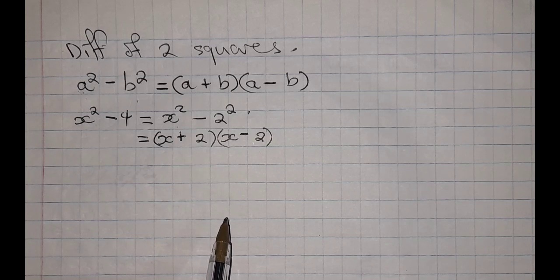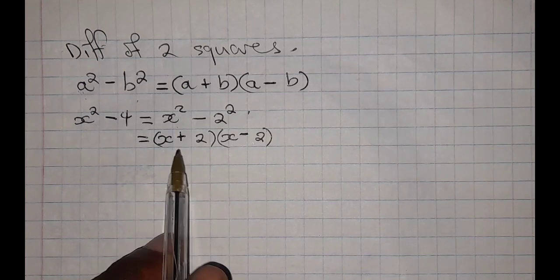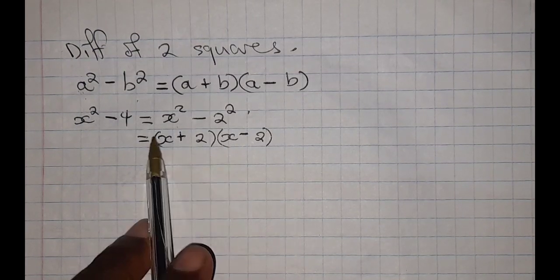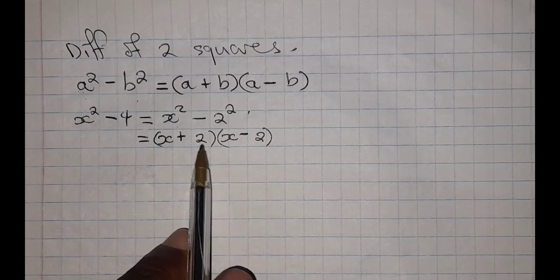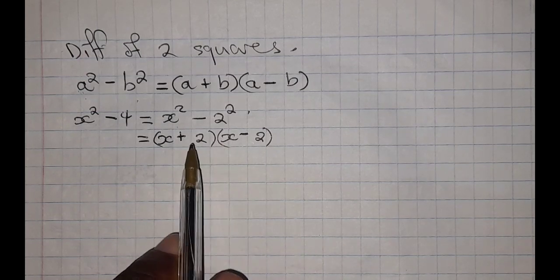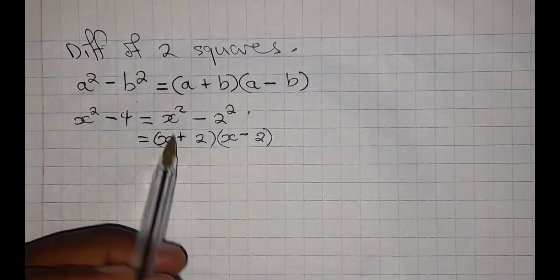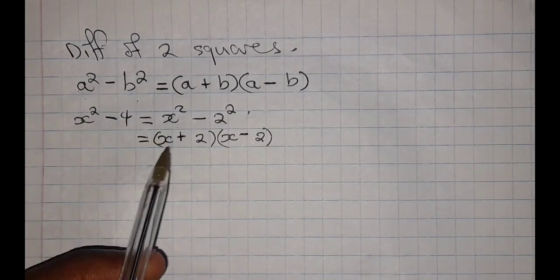Remember, the opposite of factorization is what we call expansion. We expand the two brackets. We use the FOIL method, that is, we multiply the first, we multiply the outers, we multiply the inner ones, and then we multiply the last ones. So let's do that just to see if it will take us back to this one.